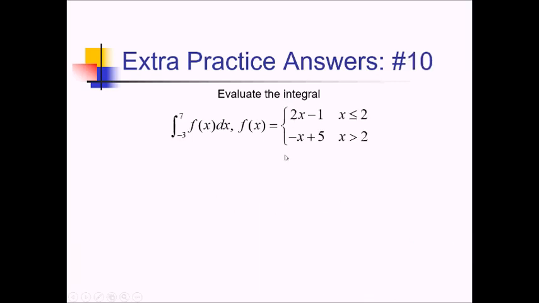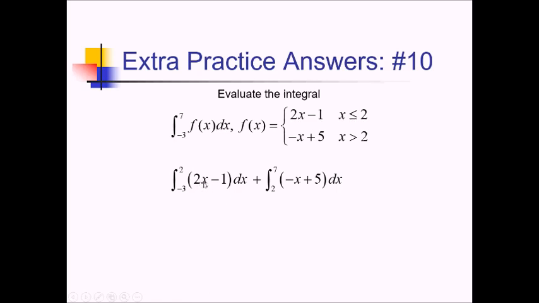For this integral, since 2, the border value here, is in the interval from negative 3 to 7, we're actually going to need to split this up into 2 definite integrals and do them separately, basically. So I'm going to have an integral from negative 3 to 2 using this first rule, 2x minus 1. And I'm going to add to that an integral from 2 to 7 using the second rule here, negative x plus 5. So I'm going to do these antiderivatives separately.